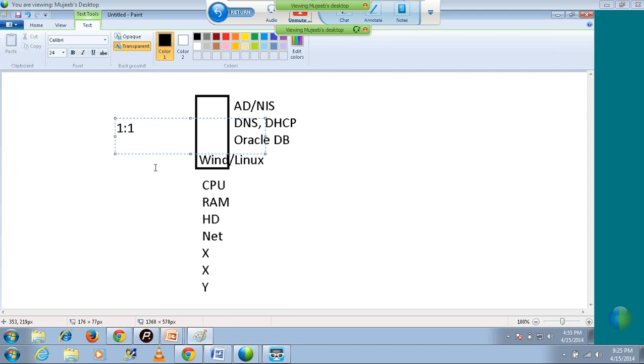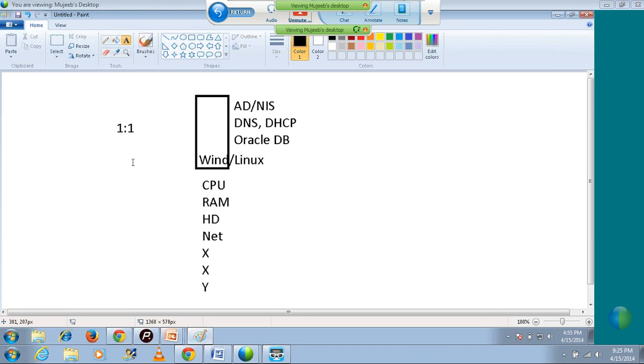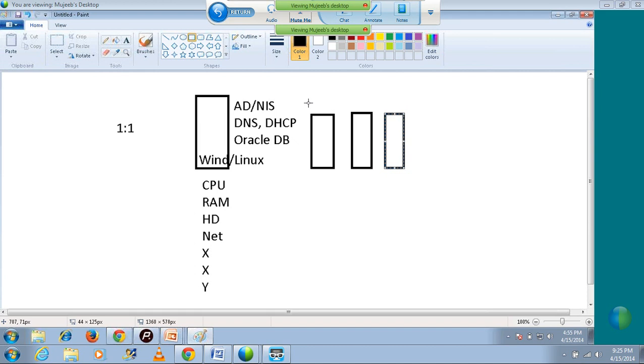If 1:1 is the ratio we follow in real time, then how many machines do I require in order to run four applications? Four machines, am I right? Right or wrong, guys? Now, I require four different machines to run four different applications or services.